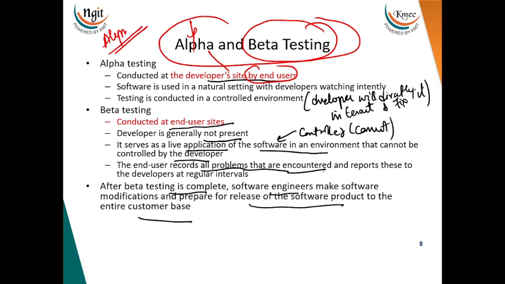Alpha testing is conducted by the software user in a natural setting with the developer watching intensely. Testing is in a controlled environment. Beta testing is conducted at the end user's site. The developer is generally not present. It serves as application software in an environment that cannot be controlled by the developer. Here the developer controls the environment in alpha, but in beta it cannot be controlled. The end user records all the problems encountered and reports them to the developer at regular intervals. This is called alpha beta testing.